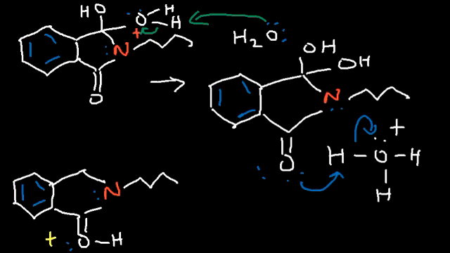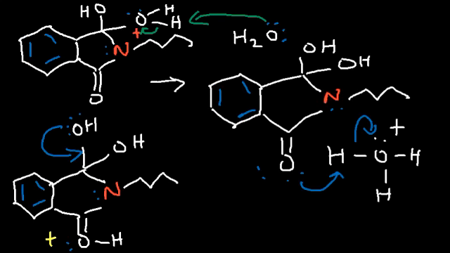So what do you think is going to happen now? So this ring is going to break at this point. This oxygen is going to use one of its lone pairs to form a double bond, and as that occurs, this bond is going to break.